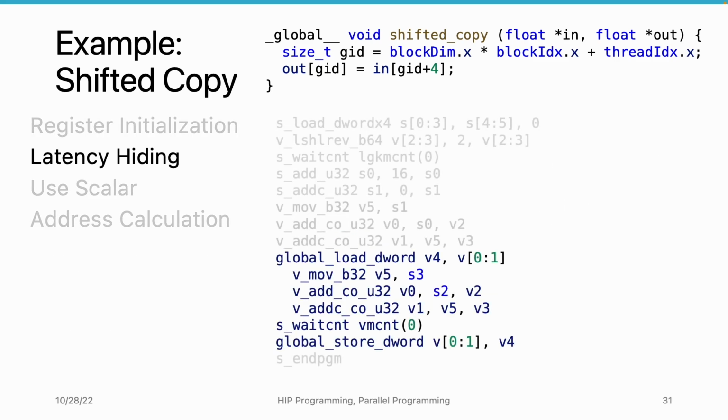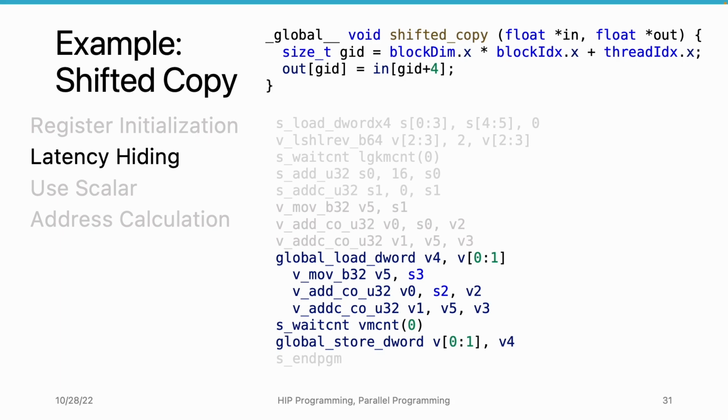Next, we want to check this store and load operation. We see another example for latency hiding. So on the first line here, we load the data. Similar as the example before, when we execute this global load instruction, we increment the vector memory count by 1. Now whenever the data returns, we decrement the counter by 1. And in the swait count line, we wait until this VM count becomes 0.